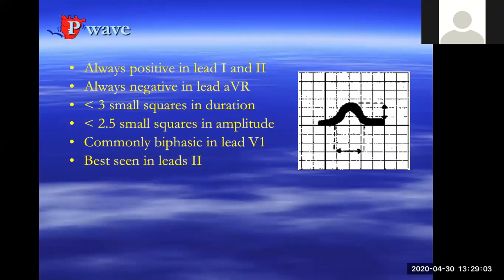And I said to you, look at aVR from the right side: the P wave is always negative in that lead, while it is always positive in lead one and lead two. If it's not, then something is wrong. And the best lead, as I said, when you look at P waves or even the R wave, is lead two, because it's in line with the heart. It should always be positive.